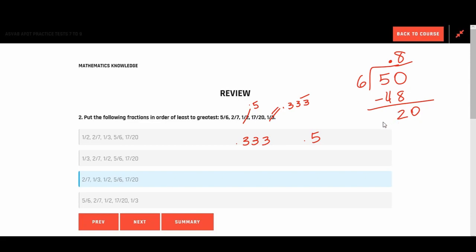Add a 0. 6 goes into 20 3 times without going over. 6 times 3 is 18. Subtract, that's going to be 2. So this is going to be 0.83333, which is ahead of 0.85. So I'm going to put that right here. And I'm just going to note that it is repetitive.